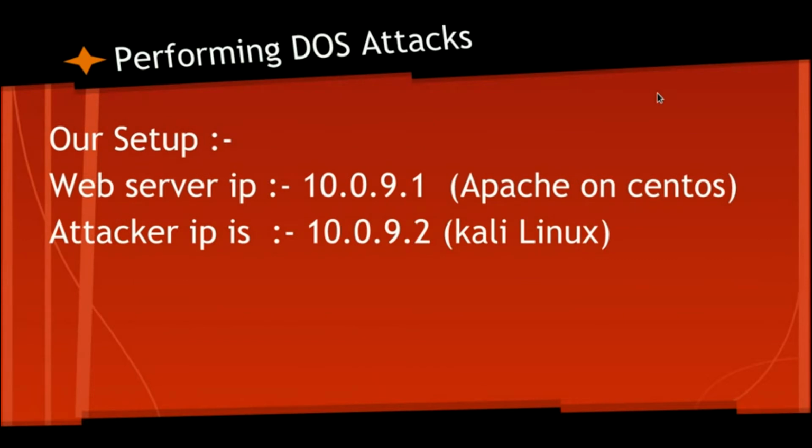Performing the DOS attack, keep this in your mind: our web server is running on 10.0.9.1, which is a CentOS machine running Apache, and the attacker IP is 10.0.9.2, which is running Kali Linux, which is my base machine.